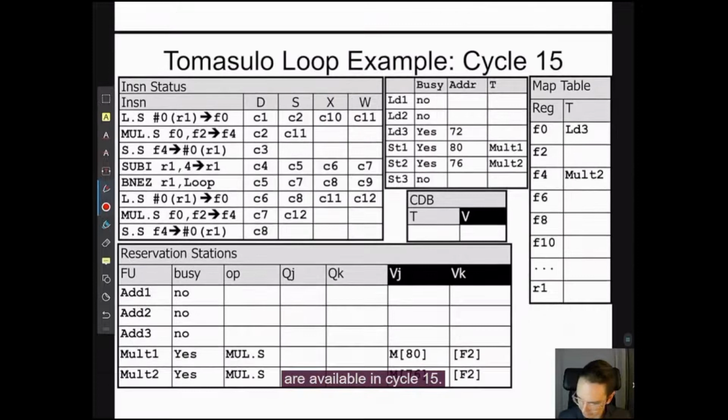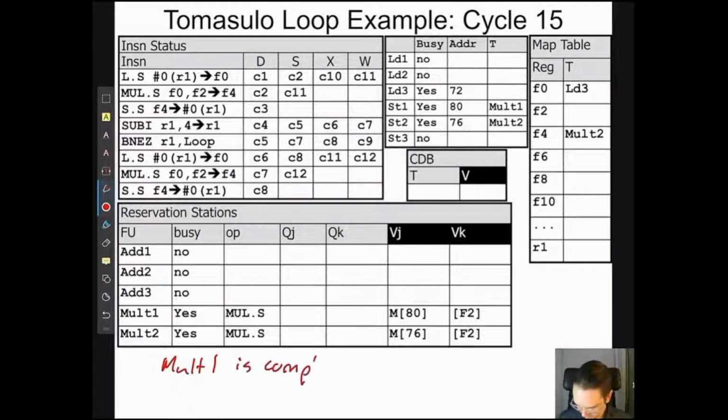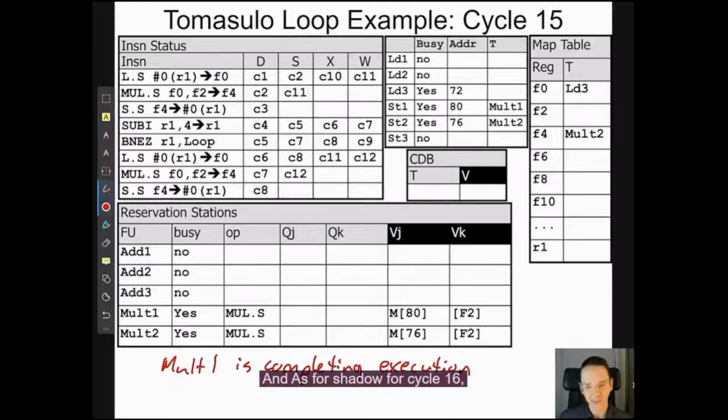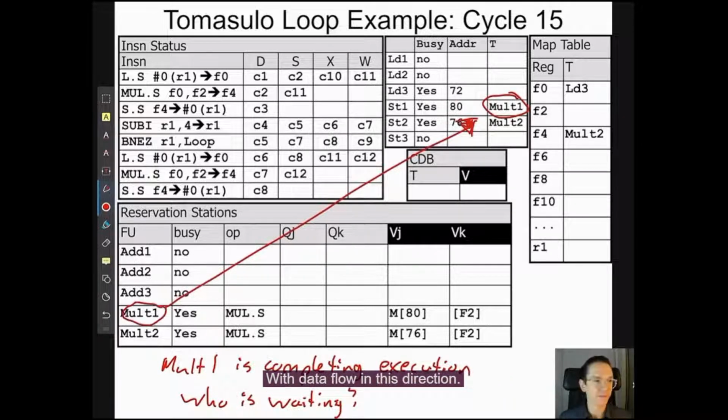In cycle 15, finally that first multiply finishes its execution, so mult1 is completing execution. And as foreshadow for cycle 16, let's ask who is waiting on the result of mult1. We can see that the first store instruction will get a tag match, so we'll end up with data flow in this direction. But interestingly, due to the write after write dependence, mult1 will not be written back to the register file in cycle 16. We won't get a tag match there because the tag was overwritten. And we've seen this several times now.